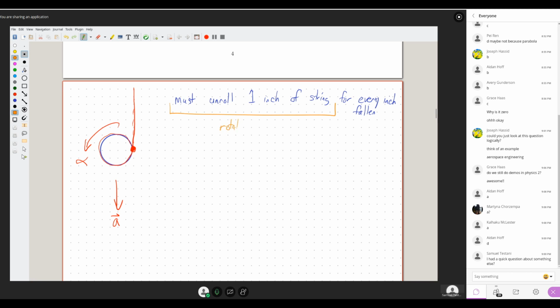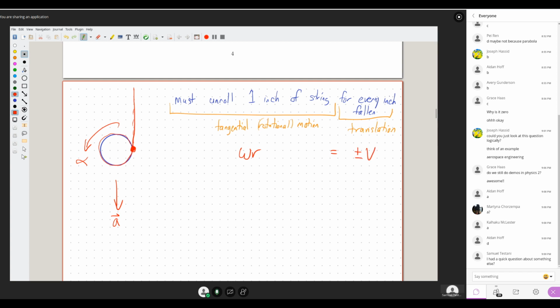So I'll say the tangential rotational motion of the edge of the spool. But this tells you about translation. So what that means is that the tangential motion is omega r, right? That's how fast a point on the edge is moving, how fast it's unrolling string. And this has to equal the magnitude of the velocity.